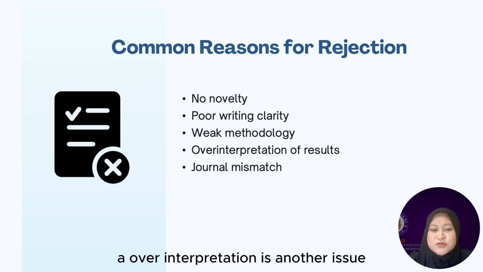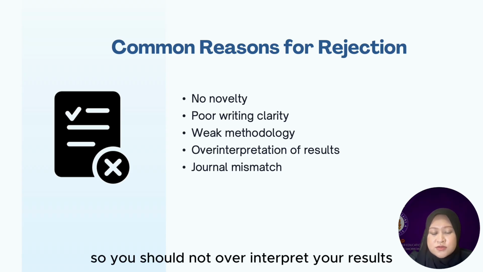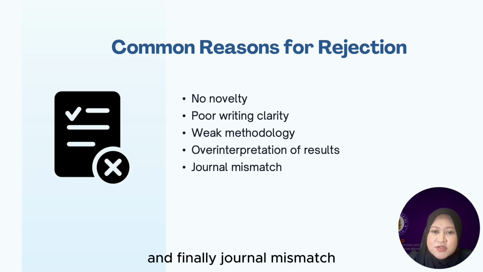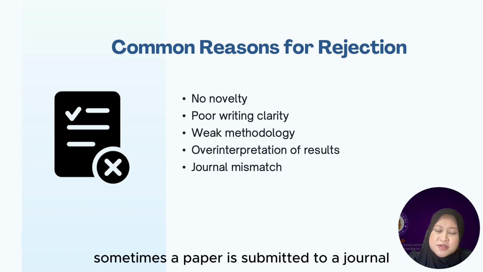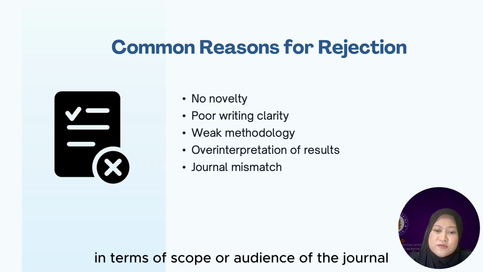Overinterpretation is another issue. This happens when conclusions go beyond what the data actually supports. So you should not overinterpret your results. And finally, journal mismatch. Sometimes a paper is submitted to a journal that is not the right fit in terms of scope or audience of the journal.